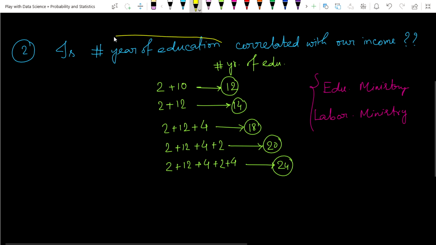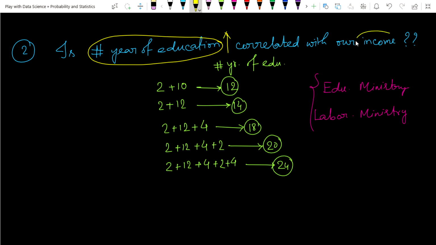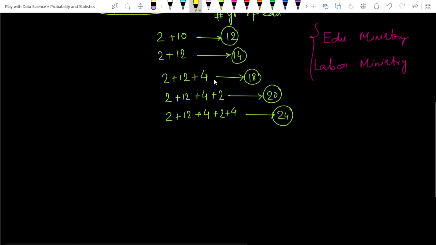Means if you just use common sense, if you increase your education, the income, in general, not always true, but if you increase your number of years of education, then in general your income is increased. That's the thing. So you have to know this kind of correlation. This is one kind of application.